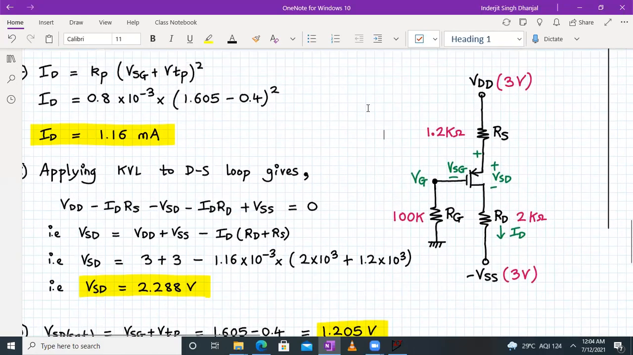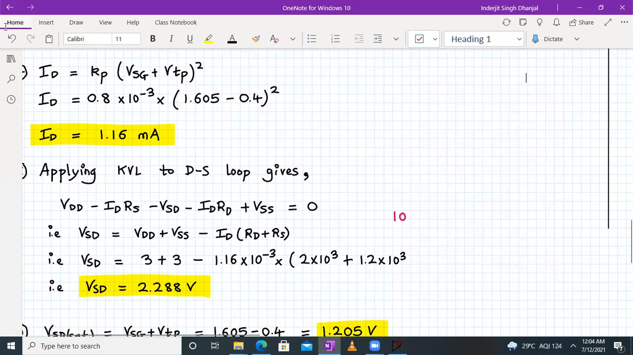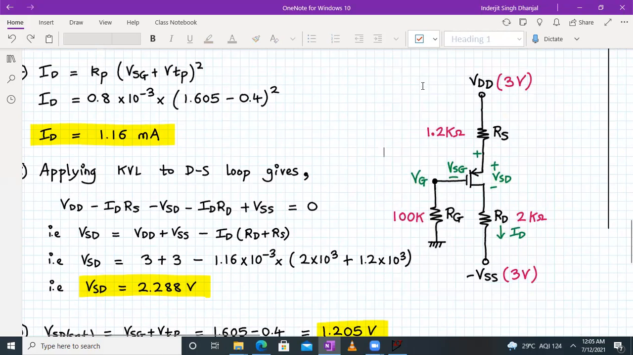So what are we doing? We are applying the KVL in the drain source loop. So what do we get? VDD minus IDRS minus VSD minus IDRD plus VSS equal to 0. Okay, clear about it? So now its job is over. We can delete it. I mean, just a second.